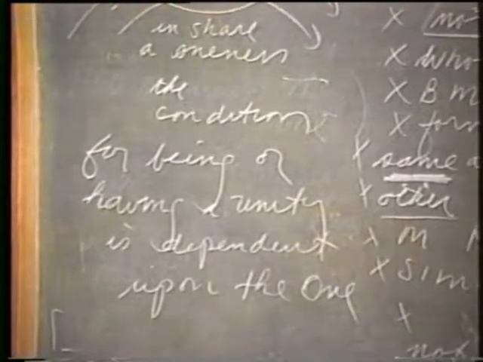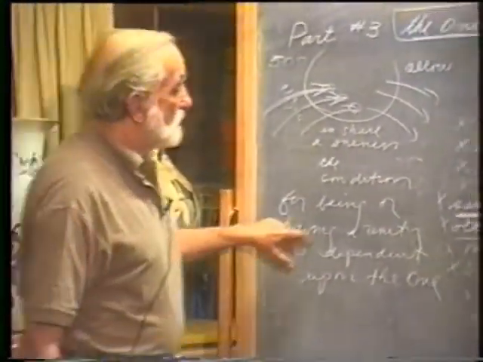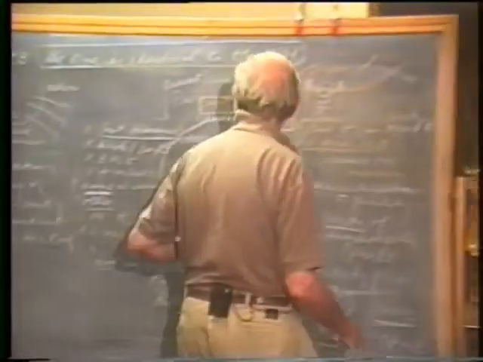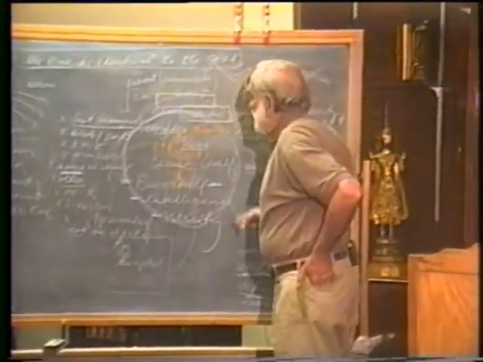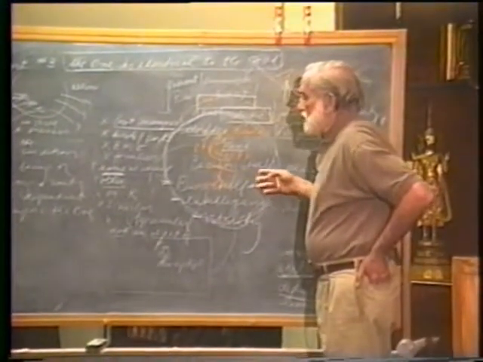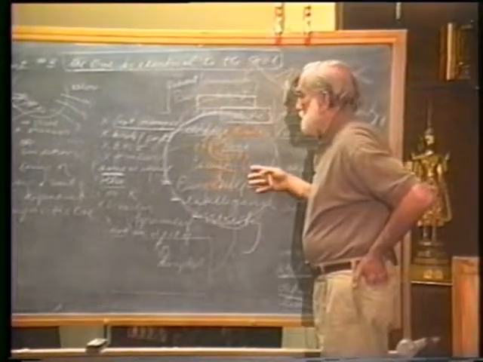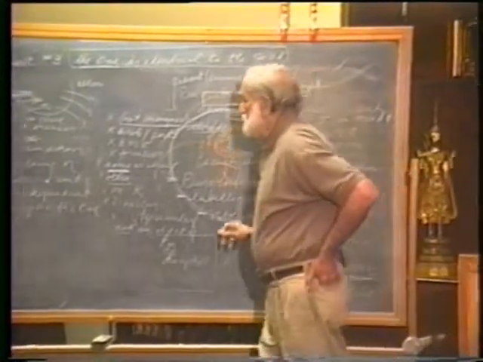If our reasoning is correct, then the condition for this to be a unity, the condition for that being a unity or having a unity is dependent upon something prior, and that is the one itself.